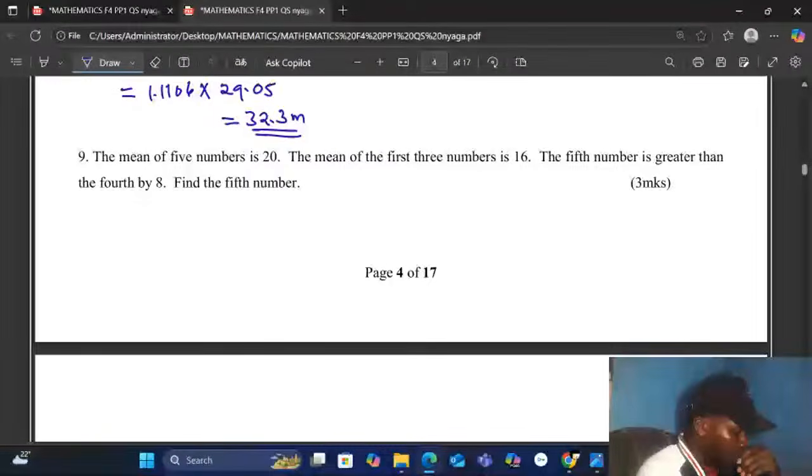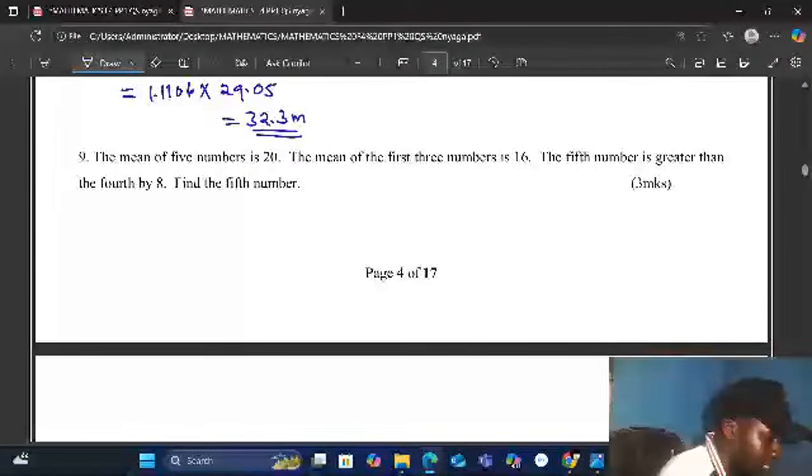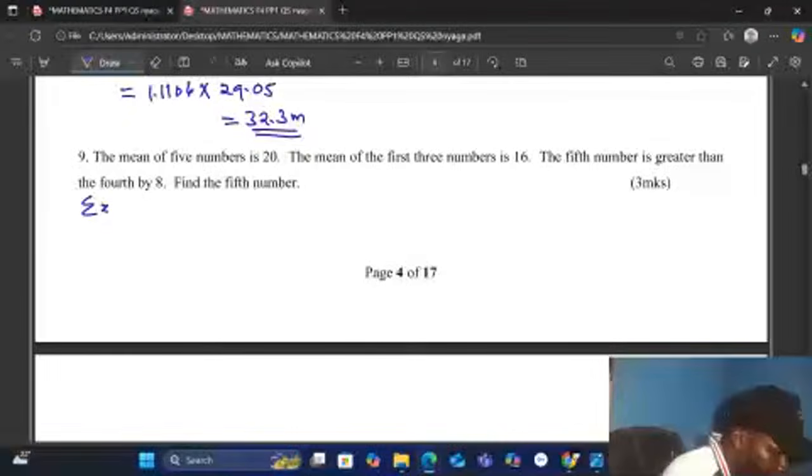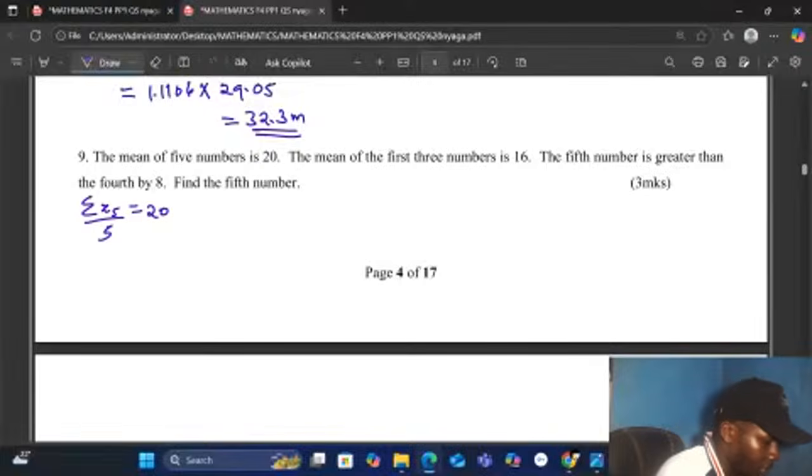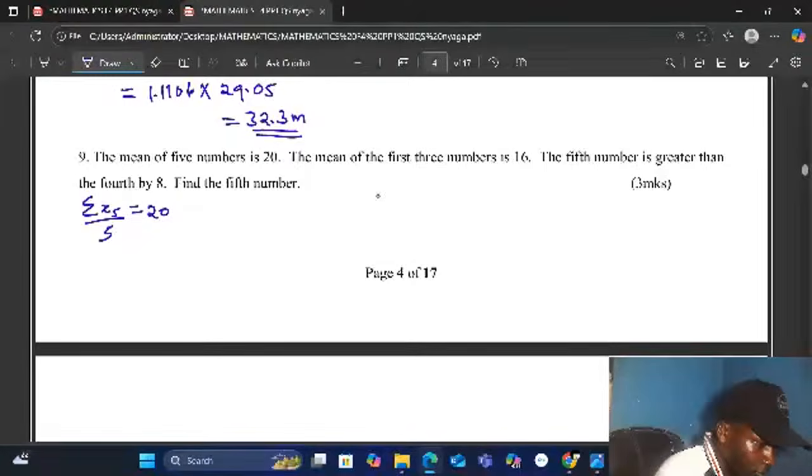Now, the mean of 5 numbers is 20. The mean, we divide by 5, of 5 numbers is equal to 20. Then times 5 is equal to 100. We multiply by 5 both sides.